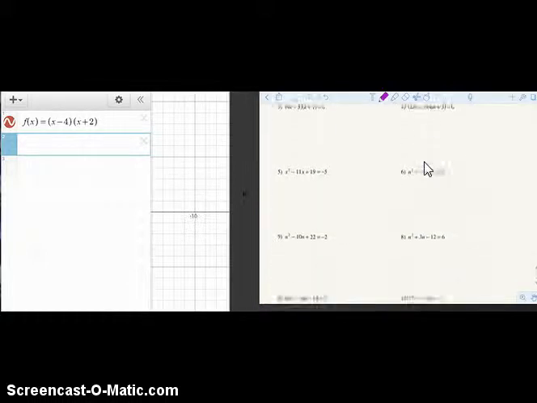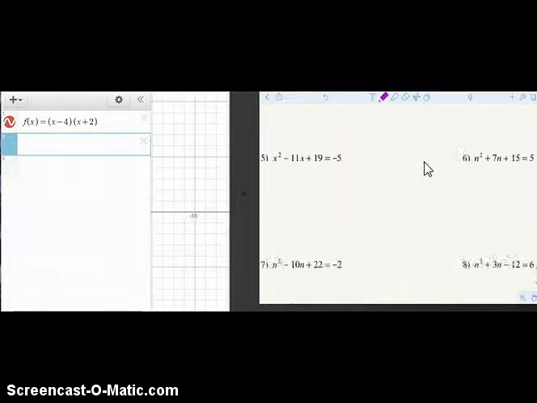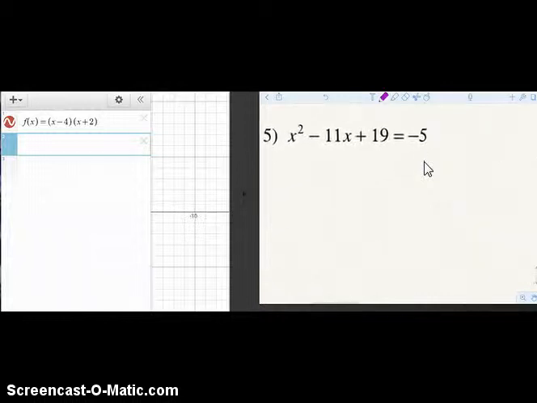The top ones are factored for us. So what you would need to do, I'm going to do an example like number 5 where it's not factored for us. And notice it's not equal to 0 either. The zero product property only works when it's equal to 0.